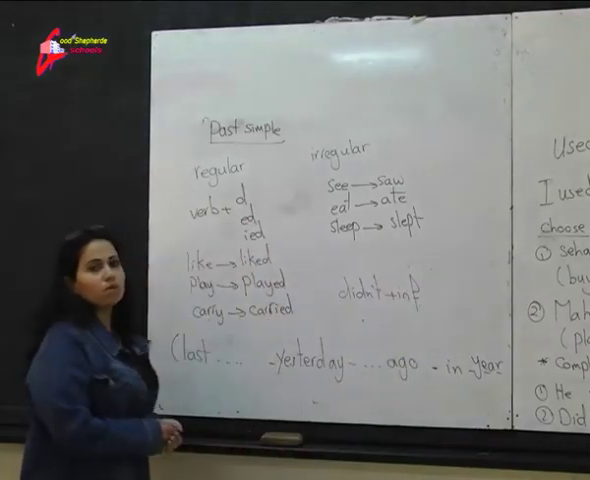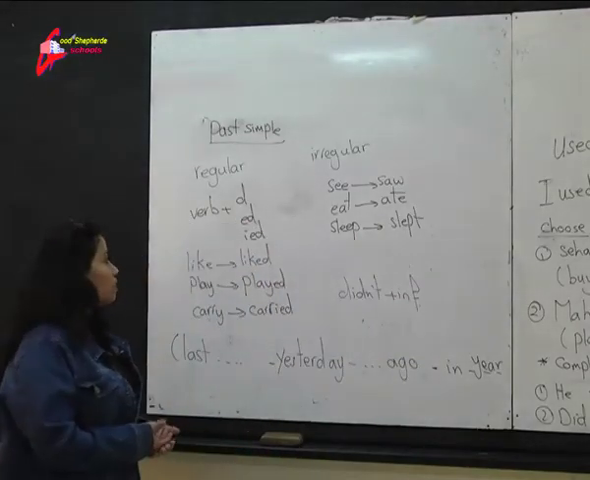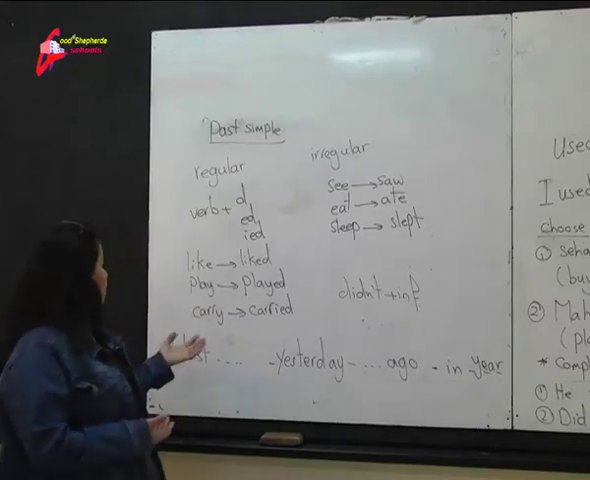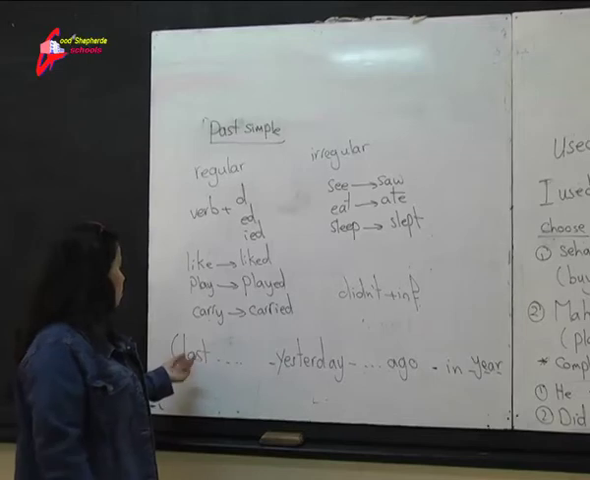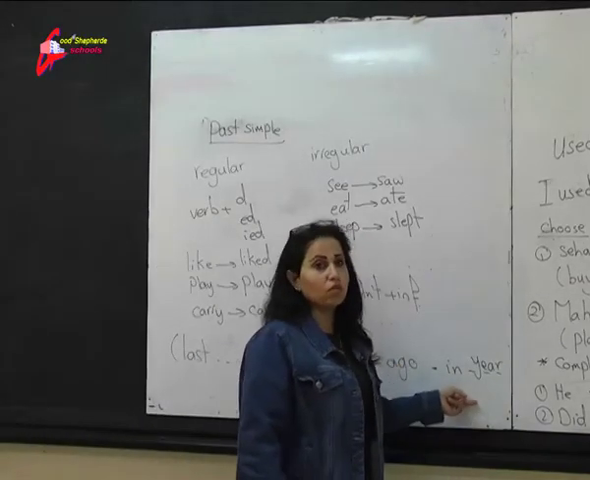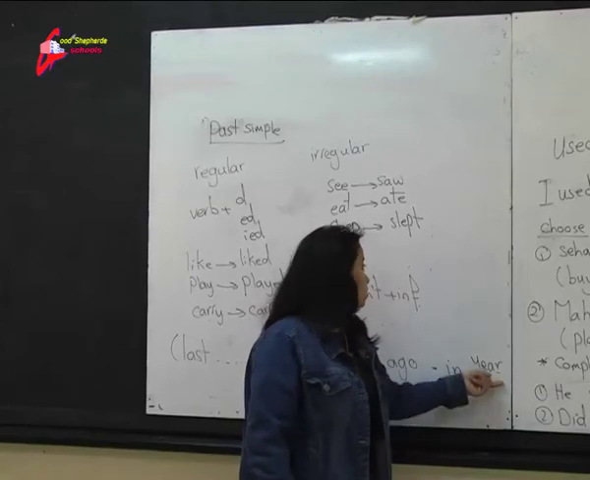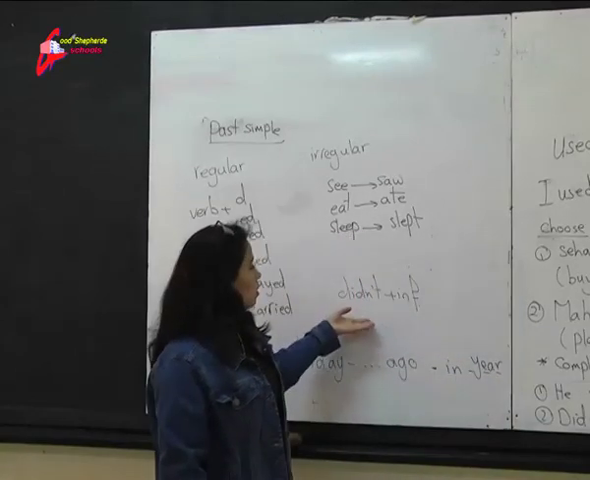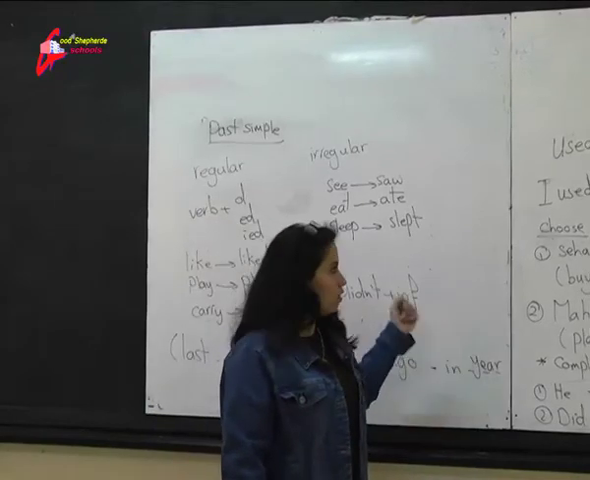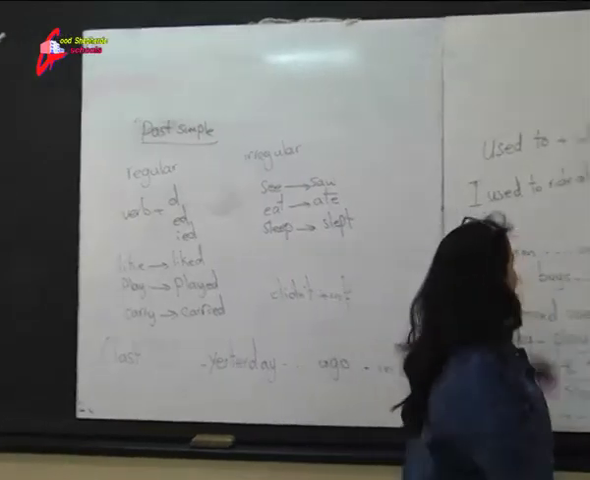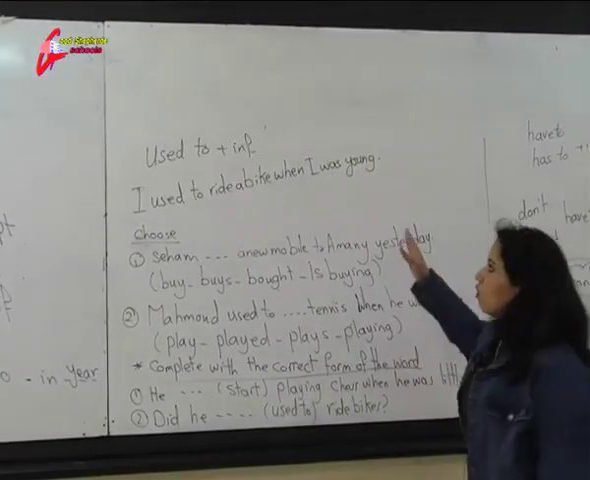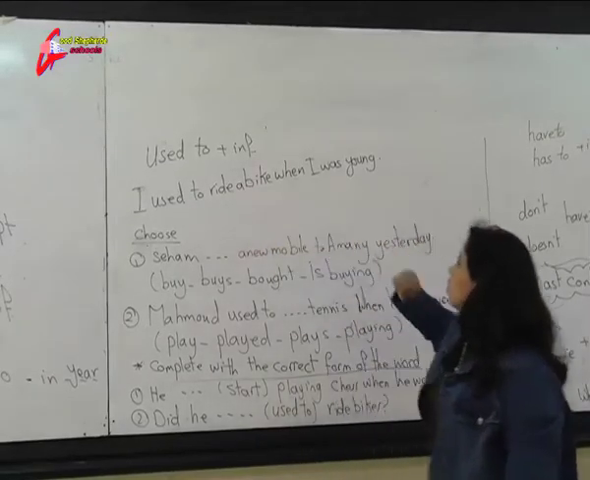When we talk about past simple, we know that it's an action that happened and ended in the past. Okay, we have the words that refer to past simple like last, yesterday, ago, in followed by a year, like in 2000, in 1999. In negative form, it's didn't plus infinitive, like he didn't play tennis yesterday. We have other words that we use to refer to past simple, like used to, followed by infinitive. I used to ride a bike when I was young.